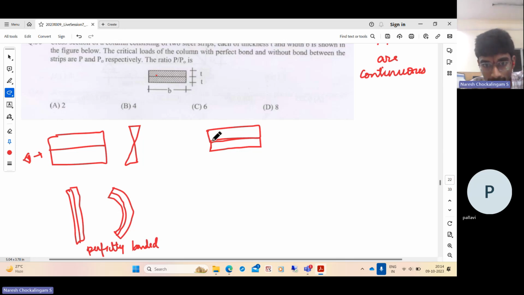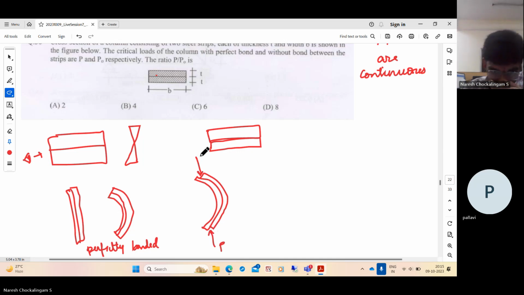And if slip is allowed, then there is no shear stress at this surface. So what happens is it will buckle something like this. Buckle or bend doesn't matter. In either case, it will bend or buckle like this. There's a slip in between. So it looks like two parallel columns buckling together. Right? That is the difference.